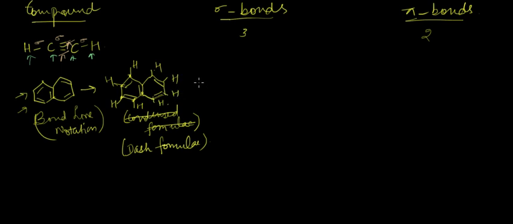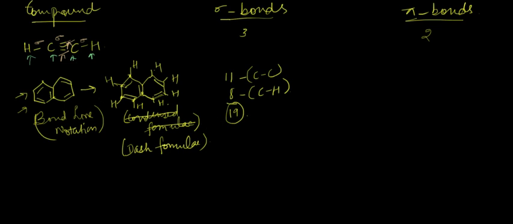So how many sigma bonds are there? 1, 2, 3, 4, 5, 6, 7, 8, 9, 10, 11 are carbon-carbon bonds, right? I'm talking about the sigma bonds. And similarly 1, 2, 3, 4, 5, 6, 7, 8 are carbon-hydrogen bonds. I think these are enough for the calculation of sigma bonds, right? So 19 sigma bonds.